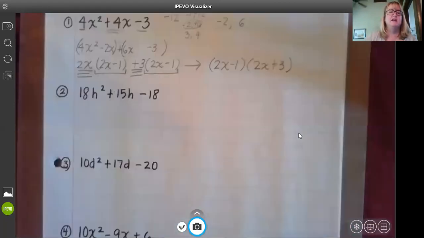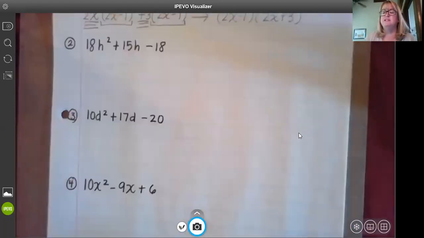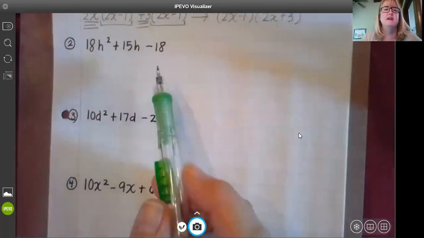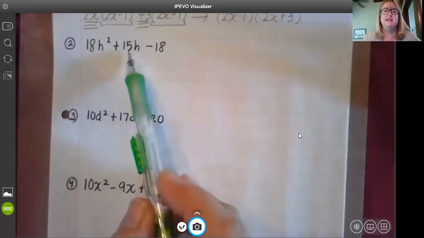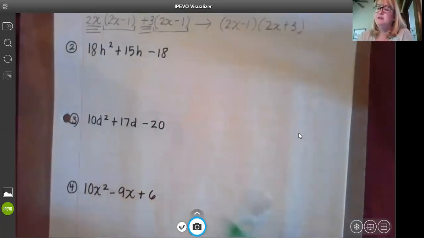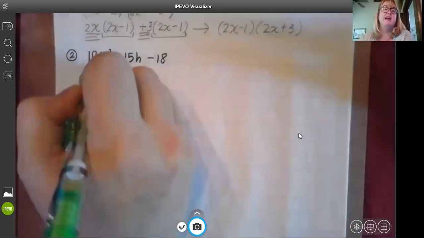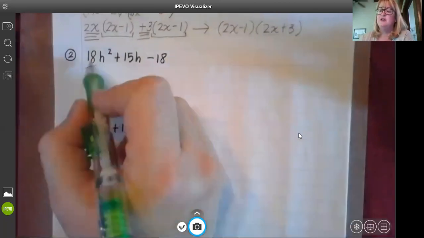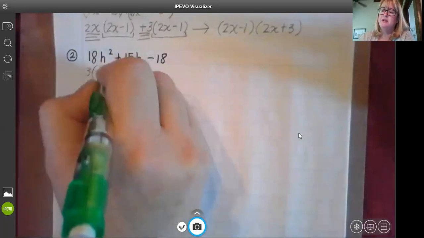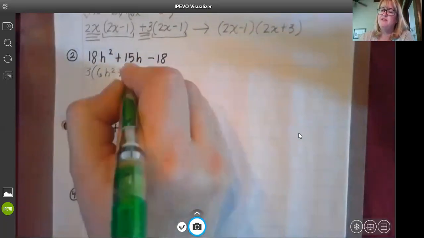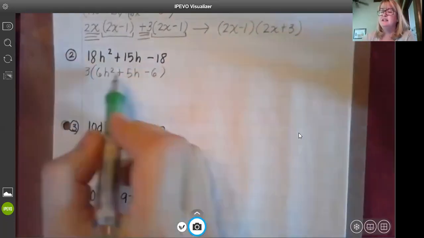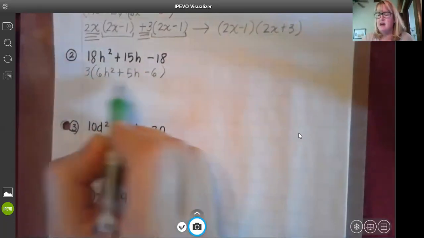All right, let's look at number 2. Once again, you got to look at the whole thing and see if I can factor out something to start with. Does 18, 15, and 18 have a common factor? Well, the answer is yes. You can factor out a 3. So we always want to factor something out if we can do it first. So 18h squared divided by 3, that would be 6h squared, plus 15h divided by 3 would be 5h, minus 6. Okay, so now we can't factor anything else out.